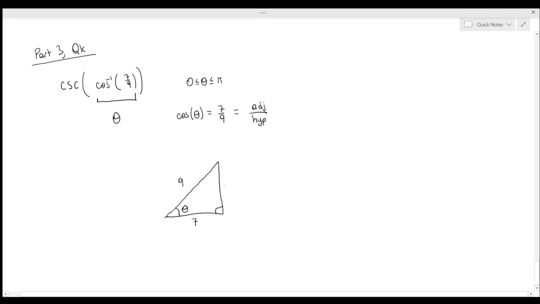Now we can figure out the length of the remaining edge by using the Pythagorean theorem. Okay, so from the Pythagorean theorem, 7 squared plus b squared should equal 9 squared. So let's figure out what the length of the remaining edge would be. So if I subtract 49 from both sides, 81 minus 49 is going to equal 32. Okay. So then b should be a square root of 32.